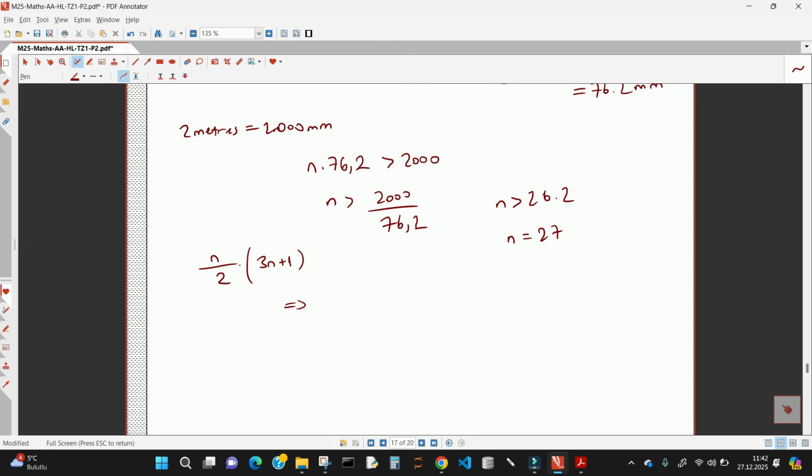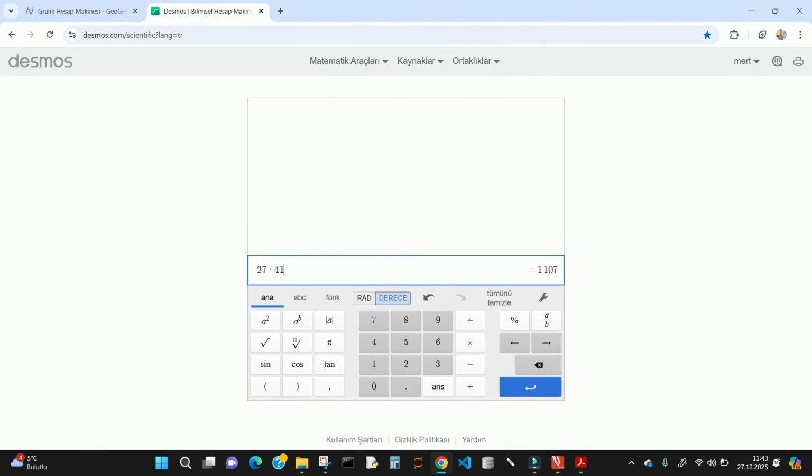It will be 27 over 2 times 82. I will multiply 27 by 41. 27 times 41 is 1107.